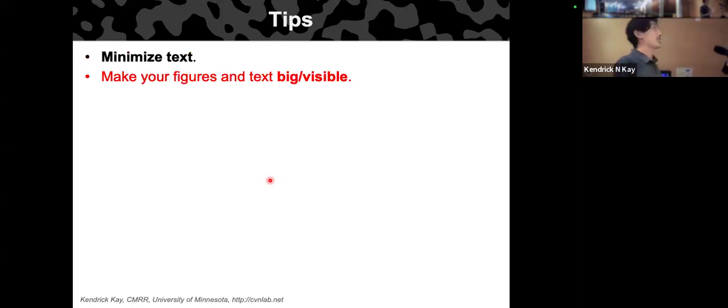Very relatedly, big and visible. The font size here is large. So people in the back of the room, at conferences, maybe the screen is small, people are standing, they can't see. If you put stuff on the slide, you want to make it visible.